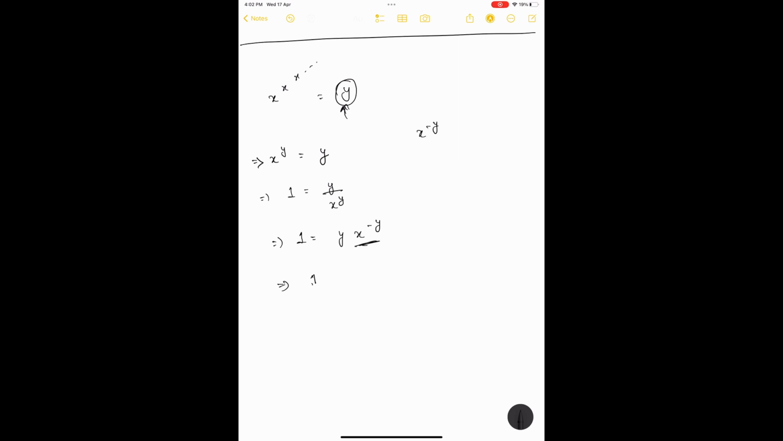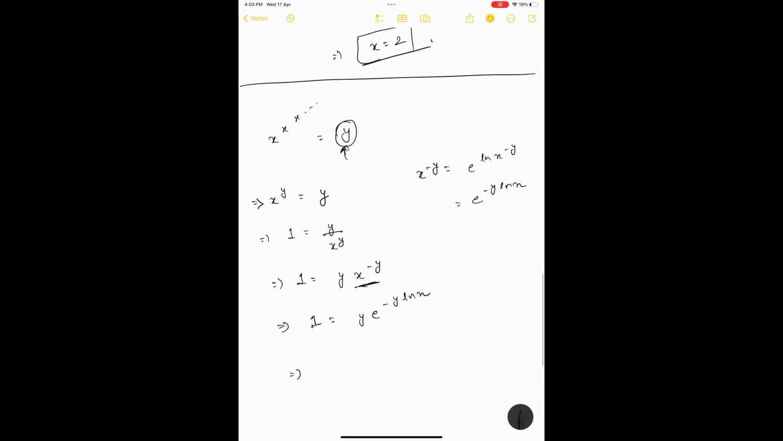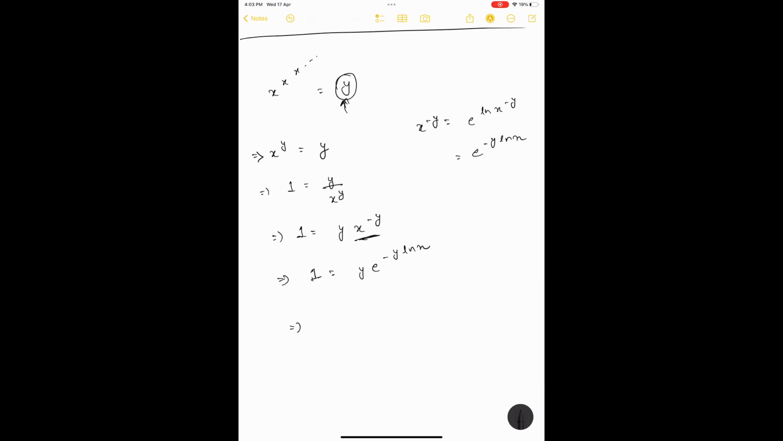e to the power ln x raised to the power minus y. So this is e to the power minus y ln x. So write 1 equals y e to the power minus y ln x. Okay, so now to make the same format, something e to the power something, we have to multiply both sides by minus ln x. So minus ln x equals minus y ln x e to the power minus y ln x.